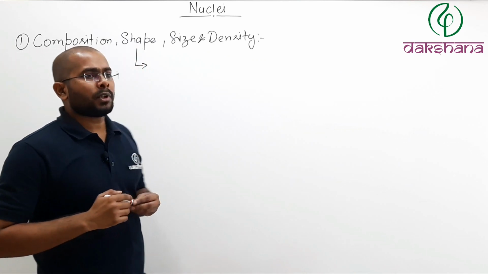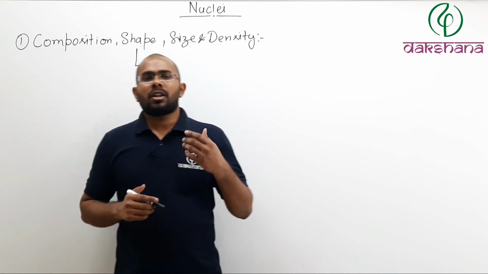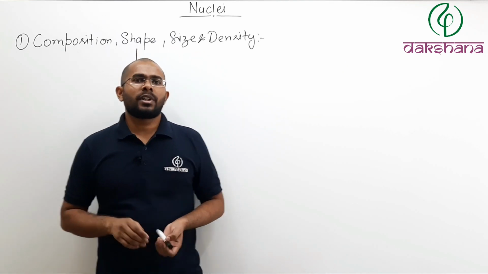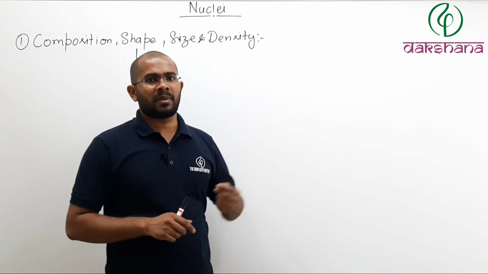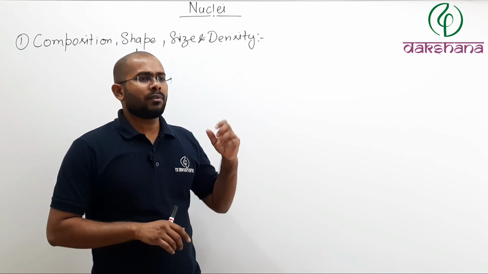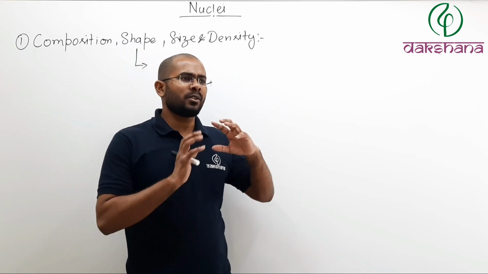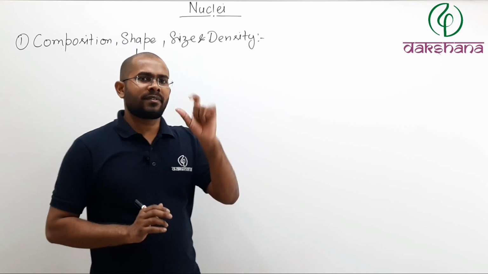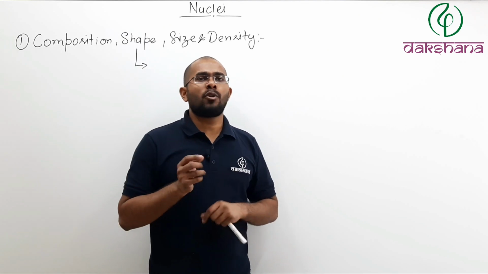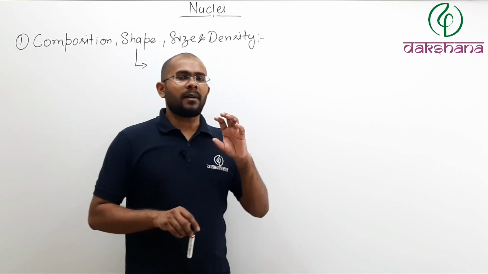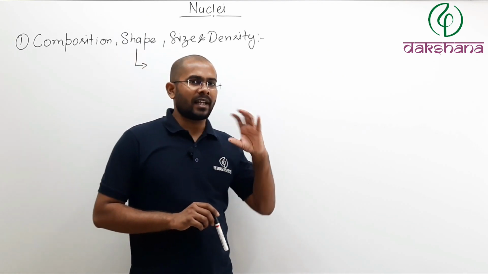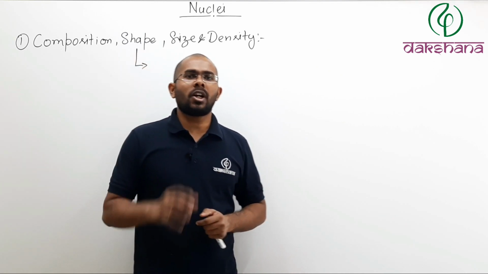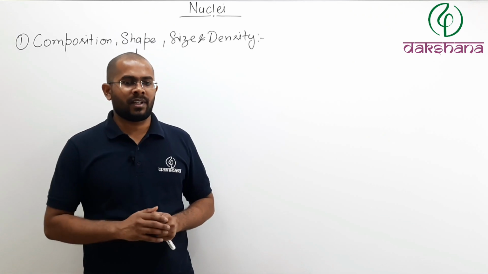Now, when you talk about the shape of the nucleus, there are a lot of experiments done to determine the shape of the nucleus. We need not talk about what those experiments are. When you talk about shape, it is overall a spherical shape. Now why am I saying overall shape? There are some deviations in the shape of the nucleus. It is not exactly a sphere, but overall you can take it as a sphere.